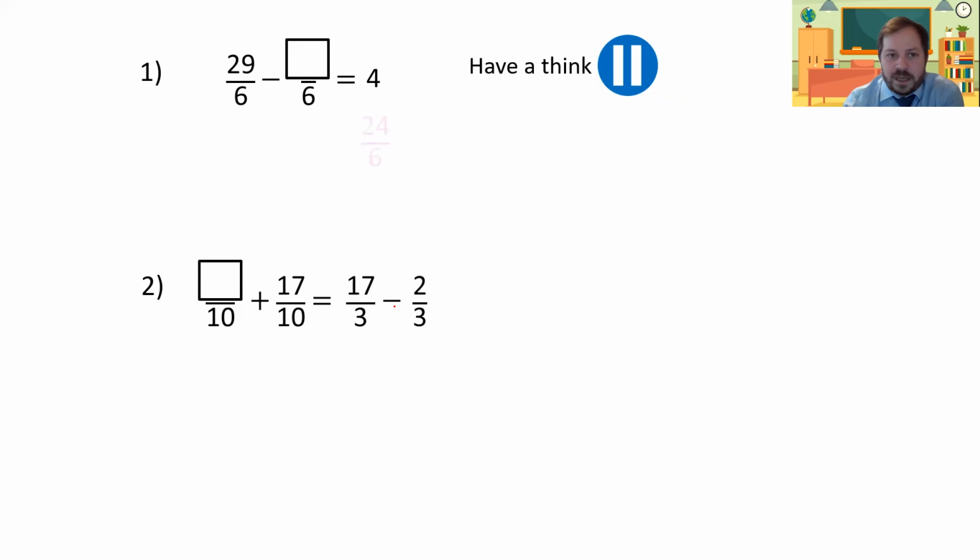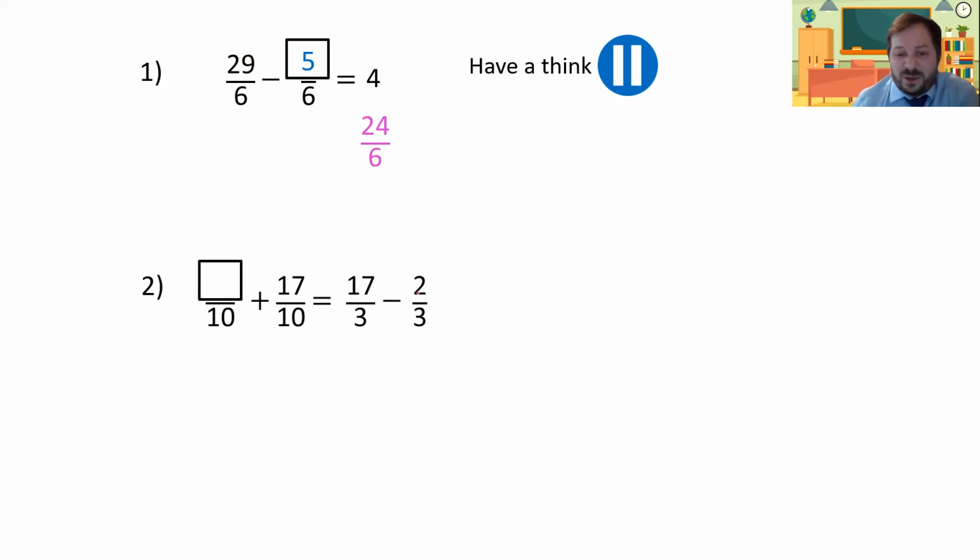Okay, let's have a look. So the first thing, like we said before, we work out what 4 is in sixths. So 4 times 6 is 24. So we've got 24 sixths. We've got 29. We're taking some away. How many do we need to take away in order to get to 24? That's 5.